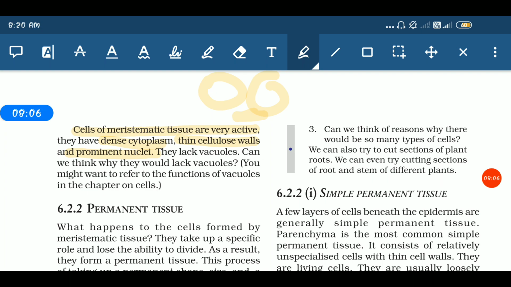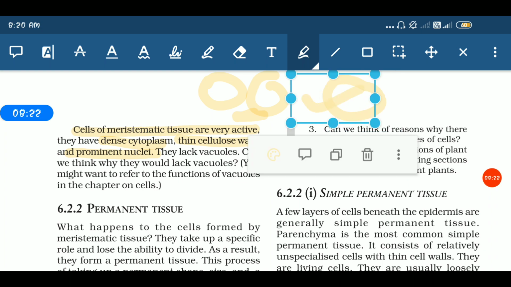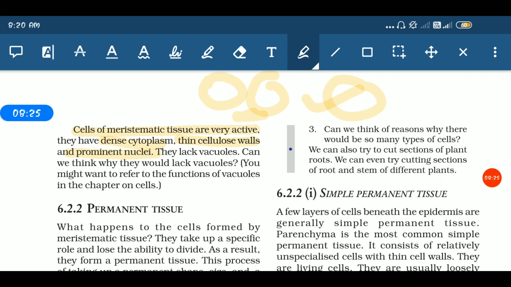Students, there are two terms, intercellular and intracellular. Intercellular means the space that is present in between two cells, and intracellular means the space that is present inside the cell. So you need to understand, if we talk about the place that is present inside the cell, that is known as intracellular, and if we talk about the place that is present in between two cells, that is known as intercellular. Now they also lack vacuoles, वहाँ पे vacuoles भी नहीं होता.